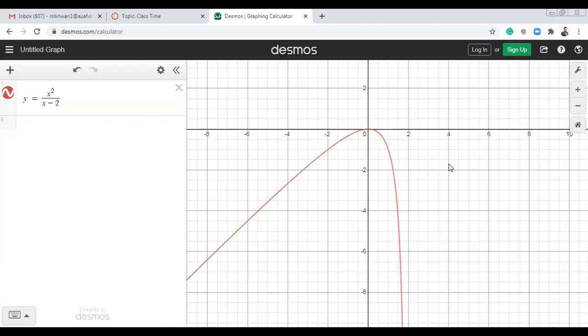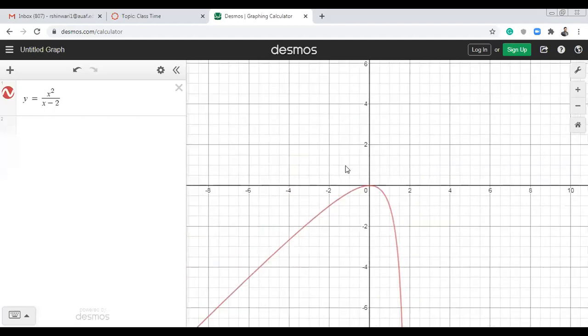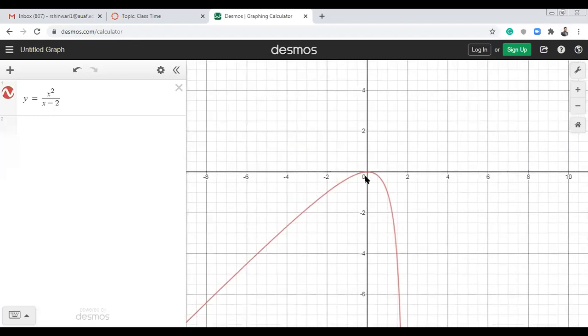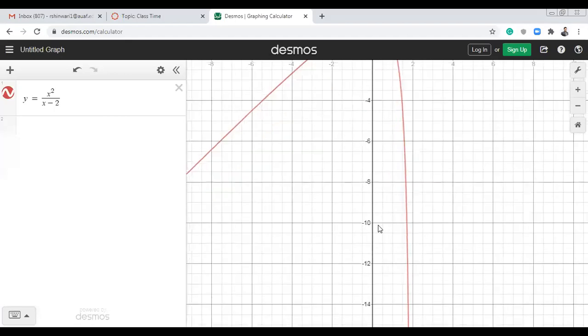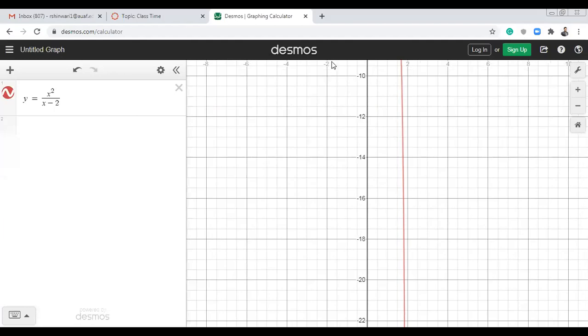One thing from the graph: you can easily find the value of domain and range. X values are domain values, y values are the range values. You can see from this graph that the range is 0 to minus infinity, because the graph is not in the positive quadrant, not on the positive y-axis. You can see it is on the negative y-axis. Okay, any other question?